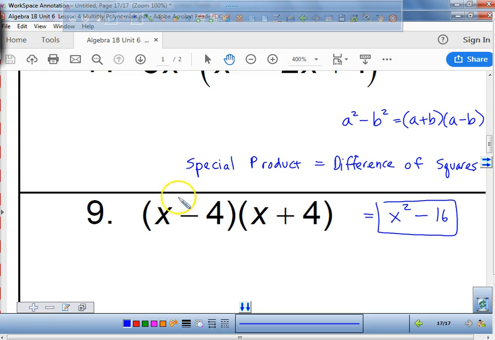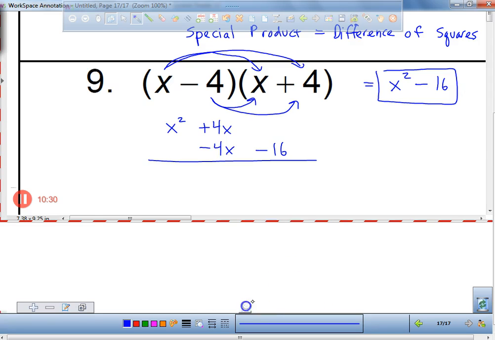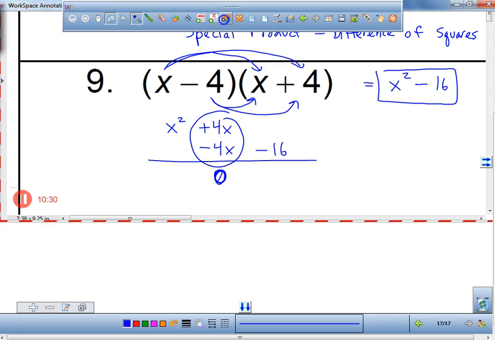Now I'm going to show it to you, like, just do the FOIL method. I'll show you how easy this is. Ready? X times x is x squared. X times 4 is 4x. But negative 4 times x is negative 4x. So that's why they cancel out. So I'm trying to show you the process. What happens with all those? Those are a 0 set. They cancel out to a whole lot of nothing. Okay? And we get x squared minus 16.